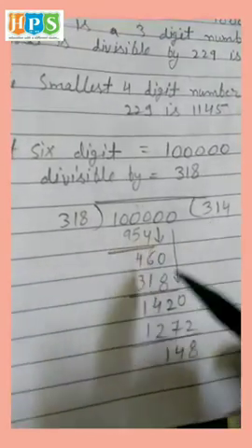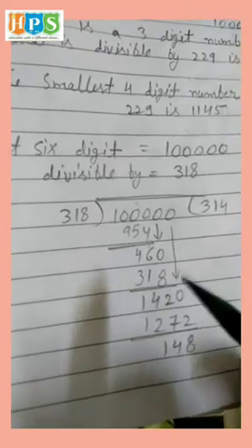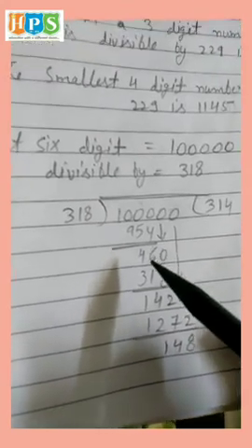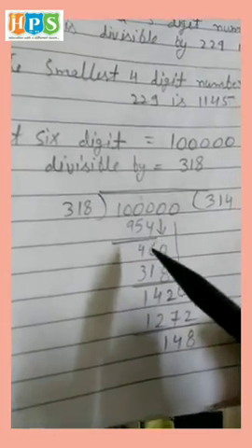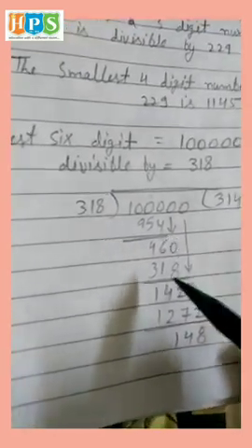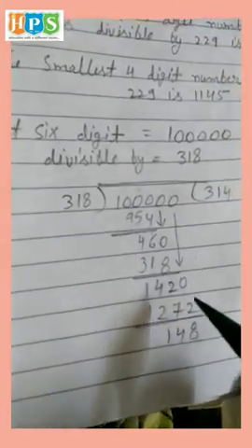318 ones are 318. We can't subtract 0 minus 8, so we borrow from tens to ones to make 10. 10 minus 8, 2. And what's left? 5. 5 minus 1, 4. And 4 minus 3, 1. We write the next digit.